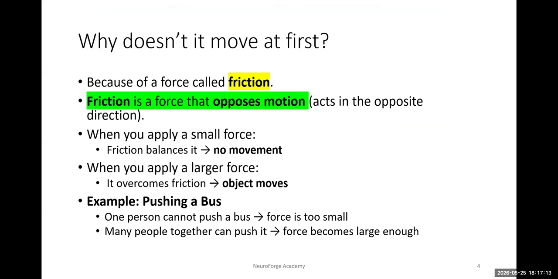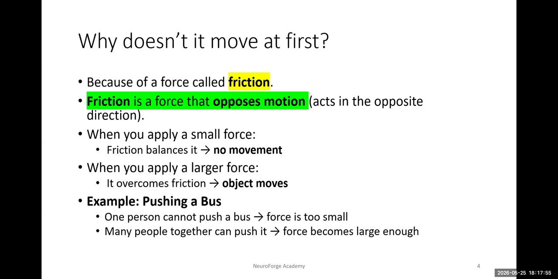So what is the reason? Why doesn't it move at first? Here I explained it. The reason it does not move at first is friction. Friction means there is a force applying between the object and the floor. It's actually opposed to the motion. Friction opposes motion. So when the force is small, friction can balance it, and that's why there is no movement.